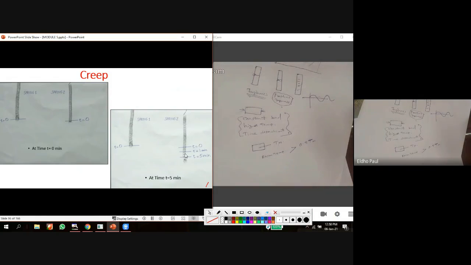But temperature is an important factor, time is an important factor, load is also a factor, but the load is not varying. Load is a constant load.